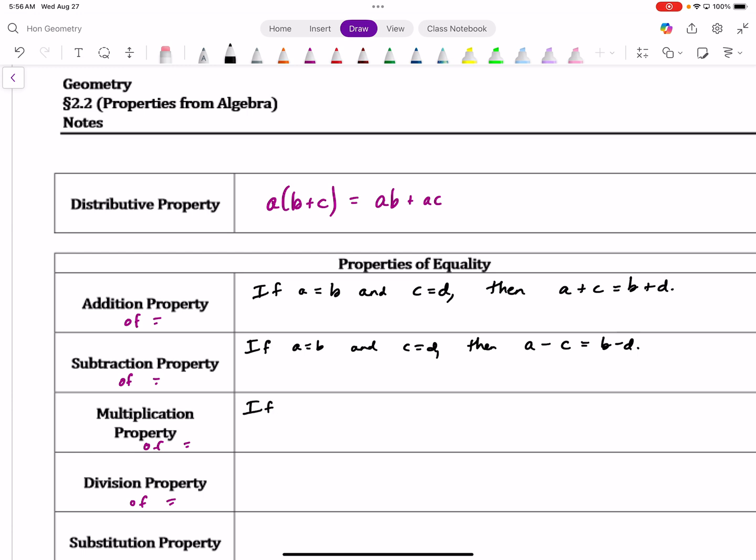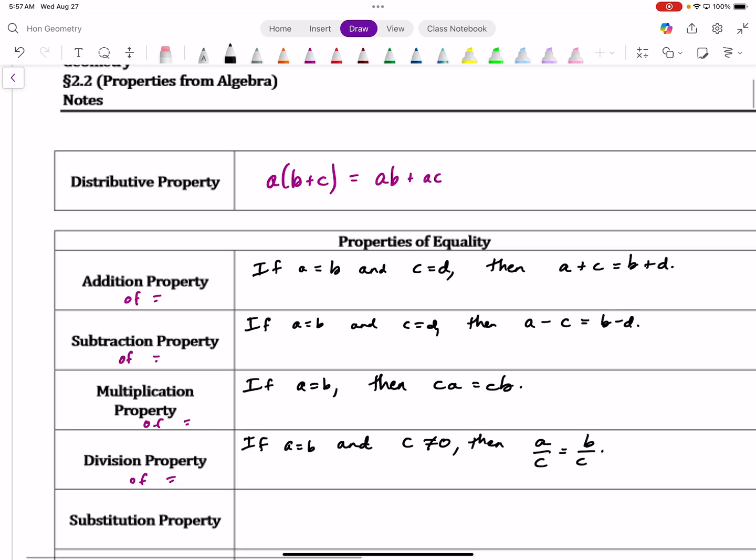This one, multiplication property: if A is equal to B, then C times A is the same thing as C times B. We can multiply both sides of an equation by the same quantity. Division property: if A equals B and C is not 0, pretty important, then A divided by C is the same thing as B divided by C. But we can't divide by 0, so that's why you have to throw in that C can't be 0.